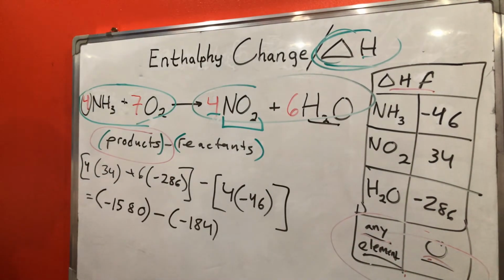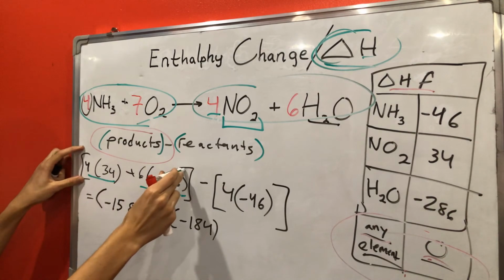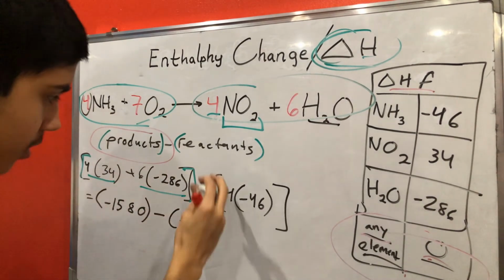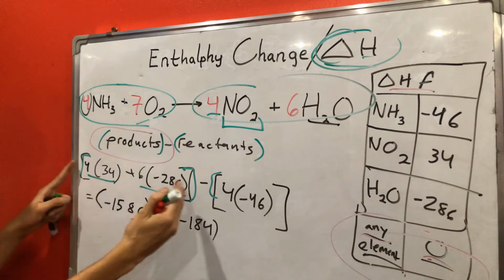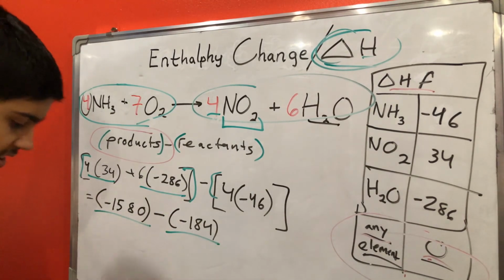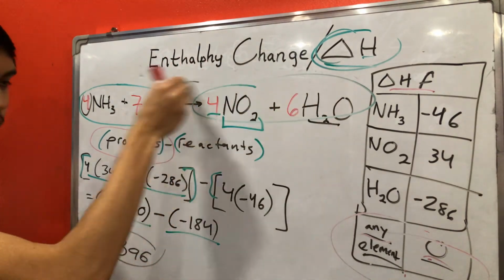After you put this in the calculator, I multiplied and added them, because remember we put brackets. You only do the products first, then do the same thing to the reactants. For the products I got negative 1580, for the reactants I got this, and then we just add them together and you should get 1396. So that's it. That's delta H, or the enthalpy change for this reaction.